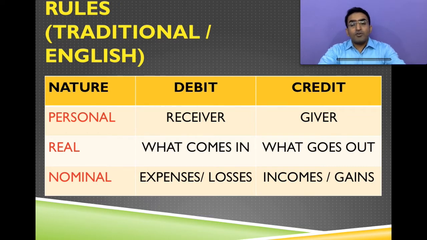Now, if you talk about the rules of debit and credit, remember, they have got two different approaches. One is traditional, which you are seeing right now. There are three types of accounts: real, personal and nominal. Personal account, that means relating to a person: if he is receiving something, debit. If he is giving away something, credit. Real account, assets: if the value is increasing, debit. Value is decreasing, credit. Whereas for nominal accounts, expenses and losses are always debit. Incomes and gains are always credit.